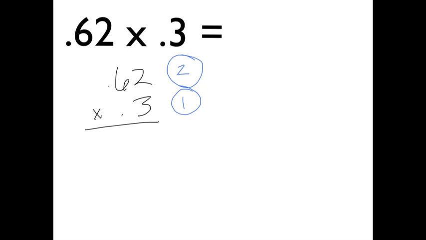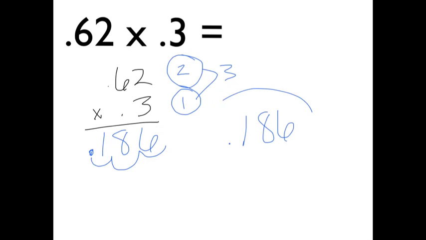Now I just have to multiply. 3 times 2 is 6. 3 times 6 is 18. And 2 plus 1 is 3. So I'm going to count over 3 decimal places. 1, 2, 3. And I have 186 thousandths for my answer.